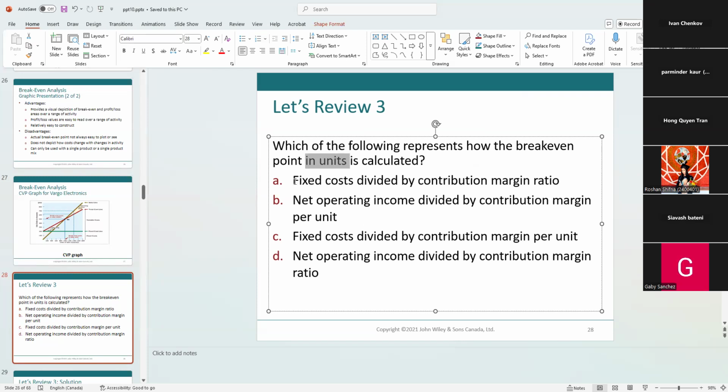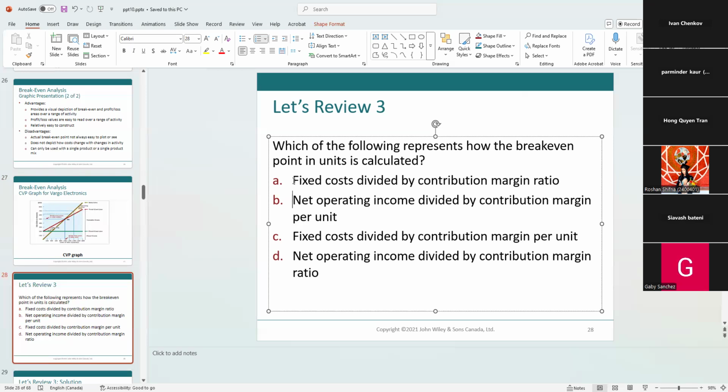So what I need, definitely I need the fixed cost. There are no questions about it. But in order to get break even per unit, I need the contribution margin per unit. If it tells me sales, then I need the contribution margin ratio. Make sense? So net operating income is irrelevant at this point. Yes. So fixed cost divided by contribution margin shows the break-even point in dollars, right?